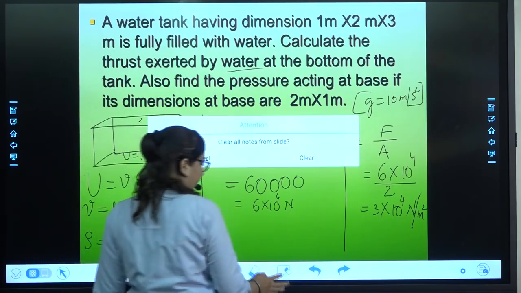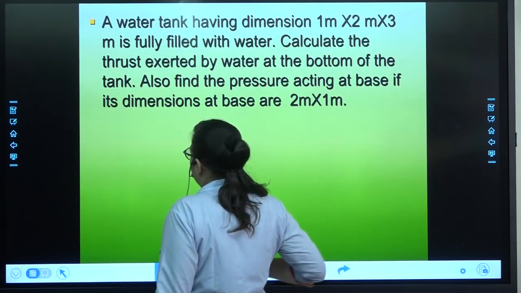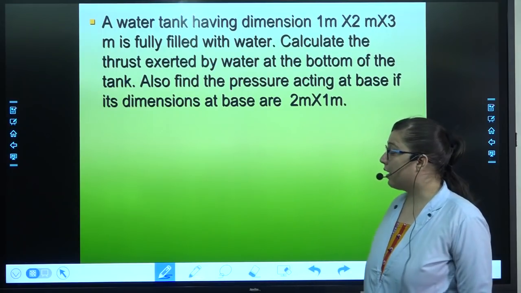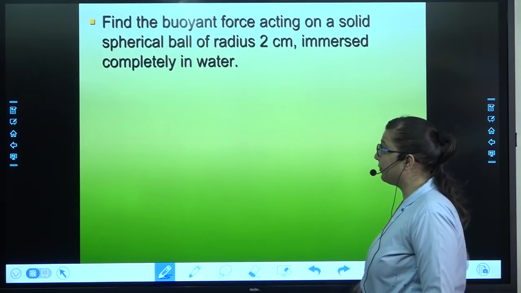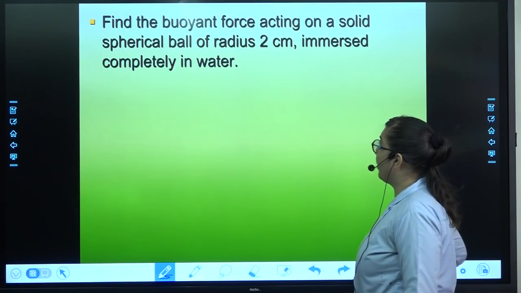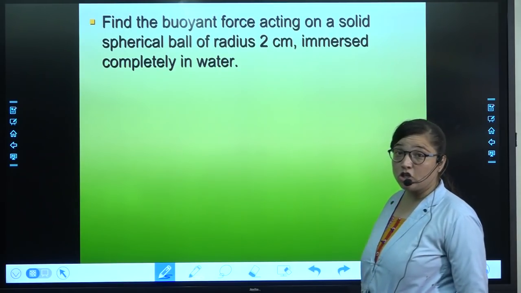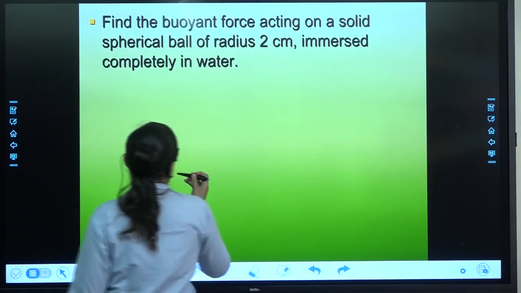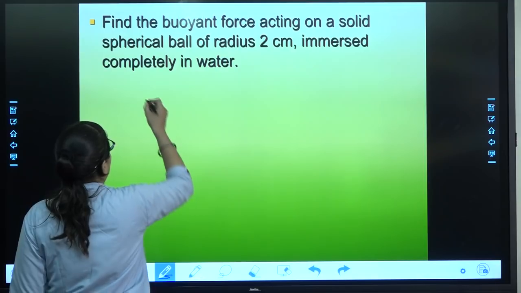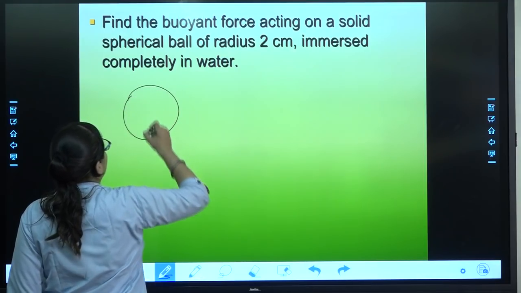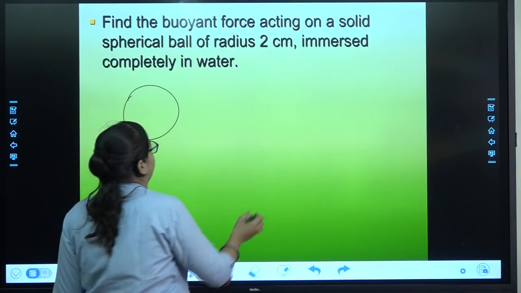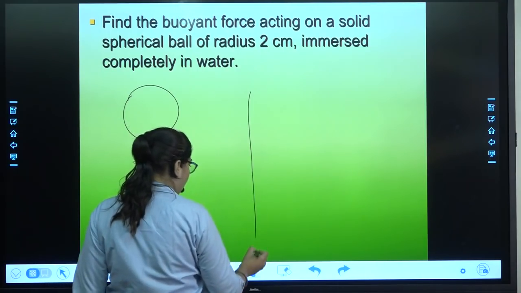Now, let's move on to the next numerical. Here is the next numerical. Find the buoyant force which is acting on a solid spherical ball of radius 2 centimeter. So, you have a sphere whose radius is 2 centimeter. It is immersed completely in water and the buoyant force is asked.